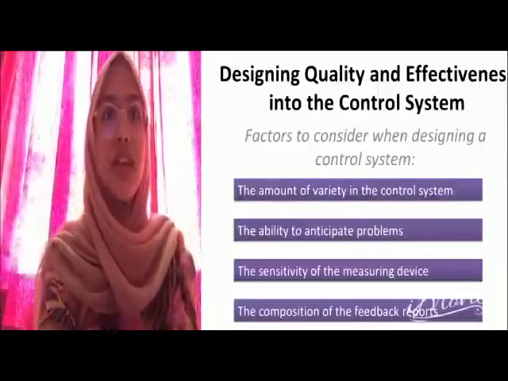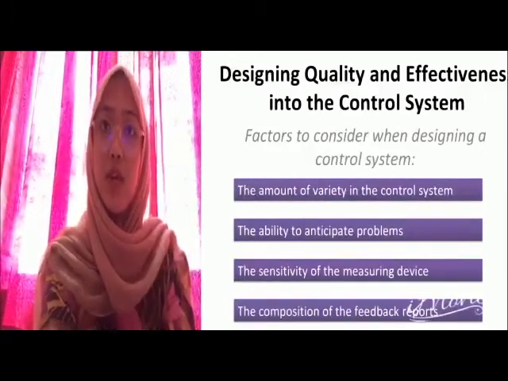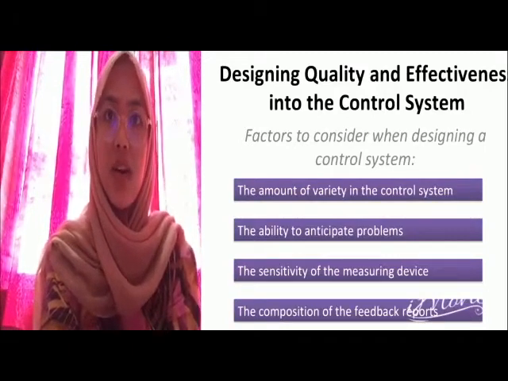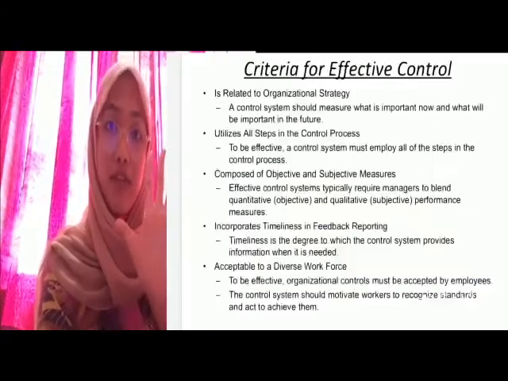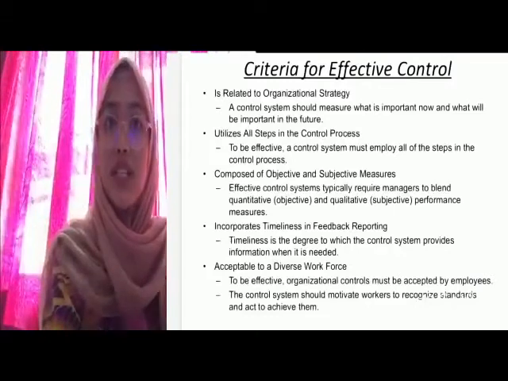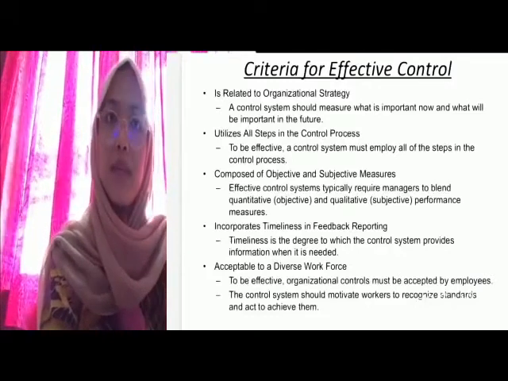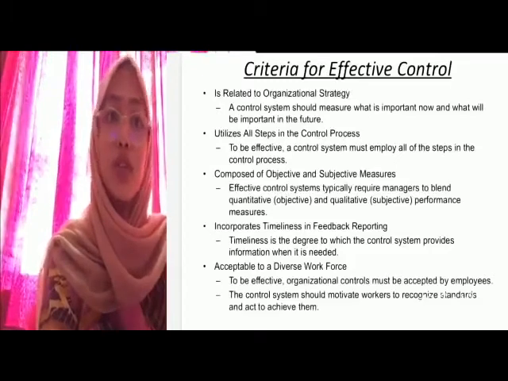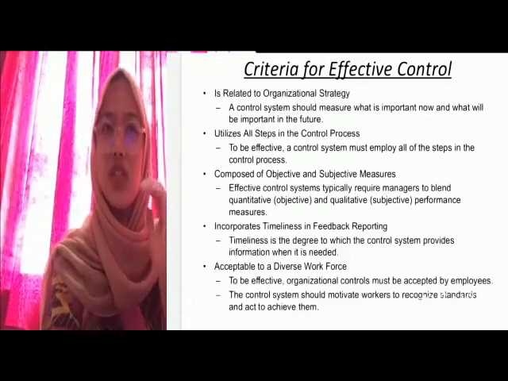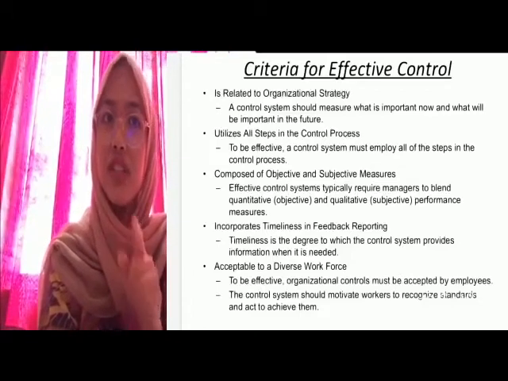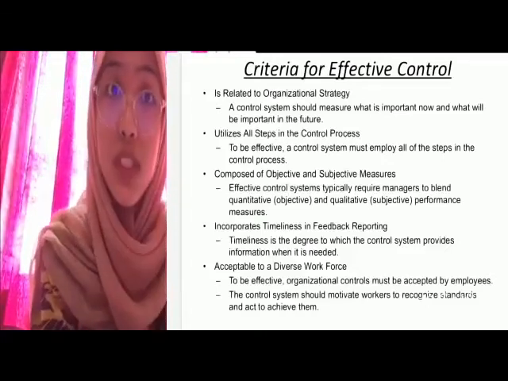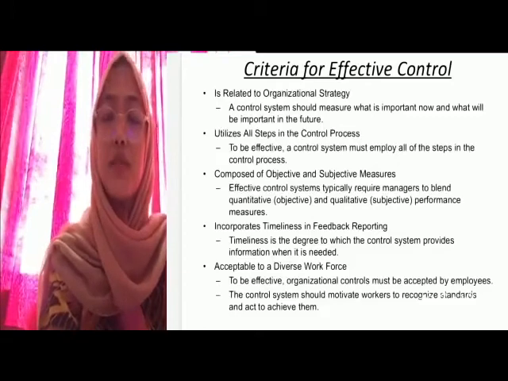There are several criteria that must be satisfied in order for a control system to be effective in detecting and correcting unacceptable performance. There are 5. Number 1, related to organizational strategy. The system measures what is important now and what will be important in the future, and does not focus on what was important in the past. When the control system is linked to the organizational strategy, it recognizes strategic shifts and is flexible enough to measure what is important as indicated by the firm's strategy.